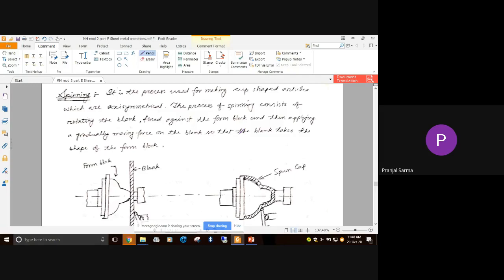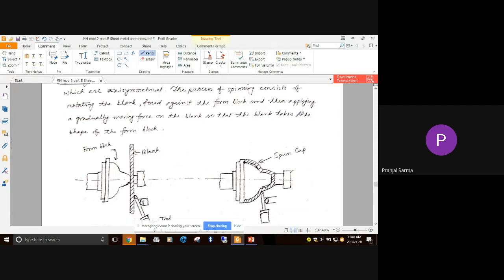Now, how do we perform this spinning operation? The process of spinning consists of rotating the blank, which is the sheet metal workpiece we are talking about. This blank is generally fixed against a form block. A form block acts like a kind of die. Whatever the final shape requirement is, which is axisymmetric, if you look at this figure, we have the blank here, and it is fixed against this form block. This particular block has a particular shape that resembles our final required shape.